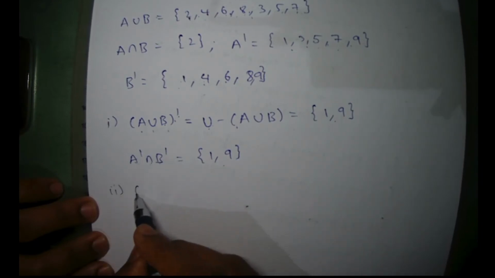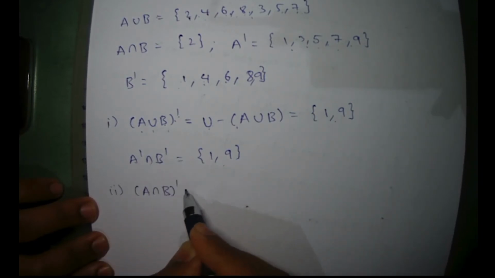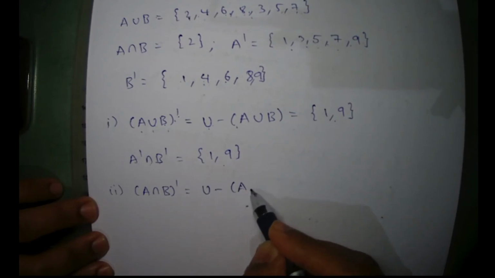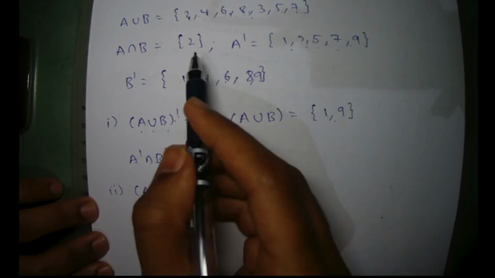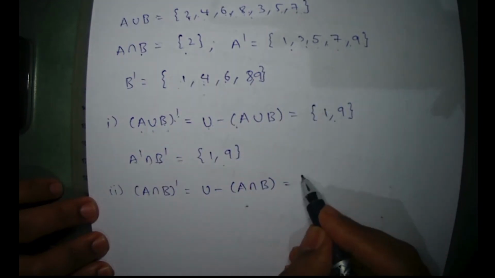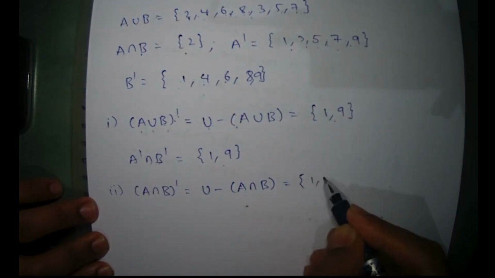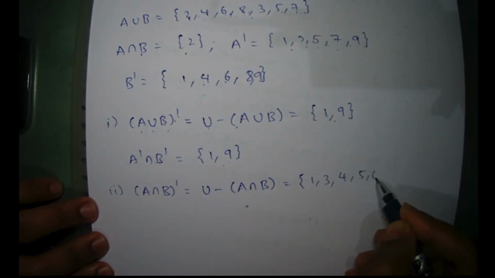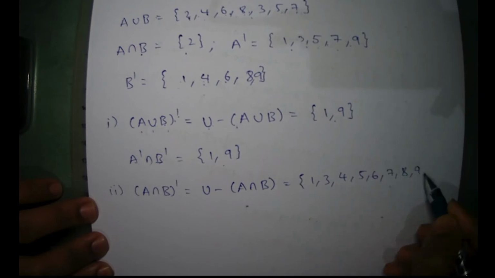Similarly, I have to find A intersection B dash, which is nothing but U minus A intersection B. A intersection B we already know is 2. So this will be equal to 1, 3, 4, 5, 6, 7, 8 and 9.